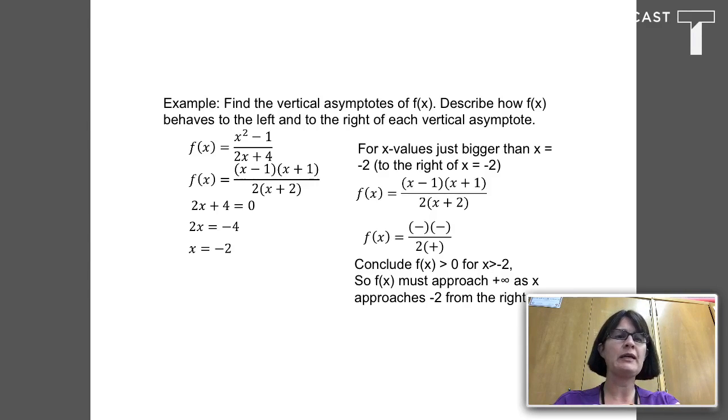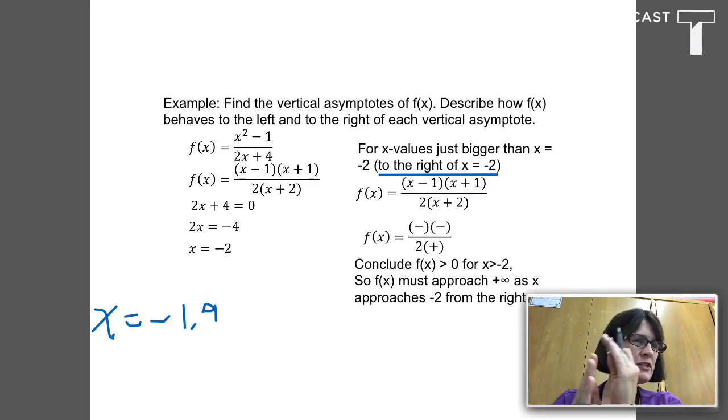I want you to imagine plugging in, thinking of a number that's just to the right of x equals negative 2. So just to the right of x equals negative 2 means it's a little bit bigger. I'm just going to pick a number here. Think of negative 1.9. Any number that's just to the right of negative 2. Now imagine plugging in this x value in each of the factors in my factored version. Negative 1.9 take away 1 gives a negative value. Negative 1.9 plus 1 gives a negative value.